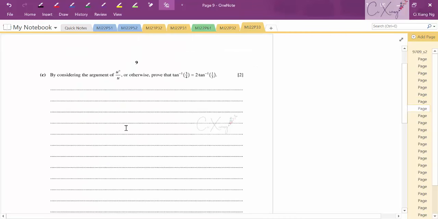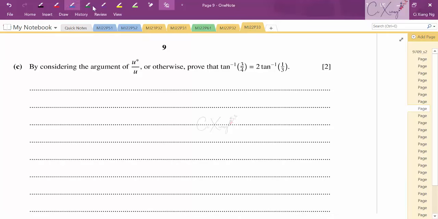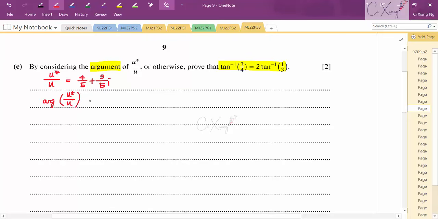Now we proceed to the next part. They are asking us to consider the argument of u star over u and prove that we have this equation. From the answer in part B, we already simplified this term to 4 over 5 plus 3 over 5 i. This complex number is in the first quadrant. To get its argument, since it is in the first quadrant, we take tangent inverse of y, which is 3 over 5, divided by x, which is 4 over 5. If you simplify this, you have tangent inverse of 3 over 4.